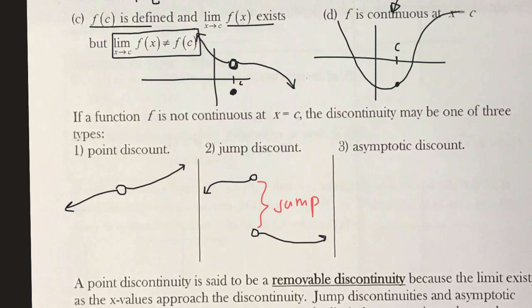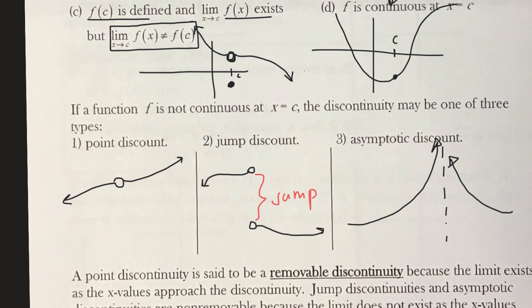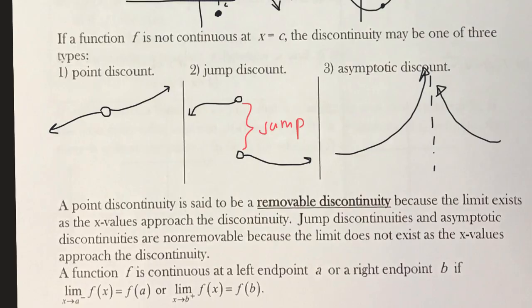And then asymptotic discontinuity. Our graph approaches one asymptote on the left, and it can either go up or down on the other side. It doesn't really matter. But the asymptote makes you pick up your pencil when you're drawing this graph. Physically when you are drawing it, you have to pick up your pencil and then put it down somewhere else.